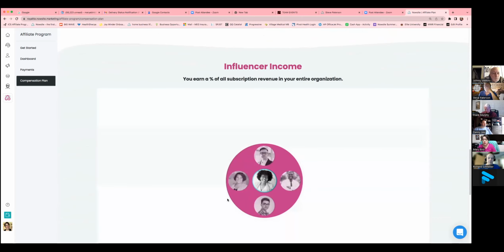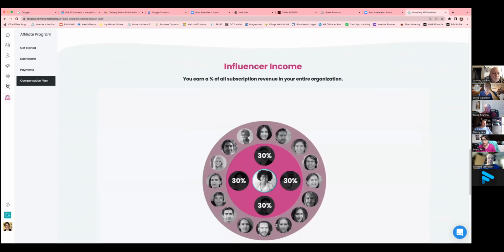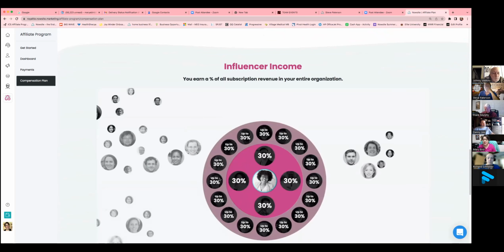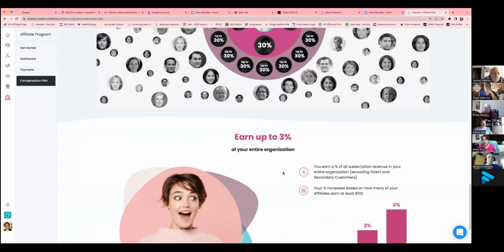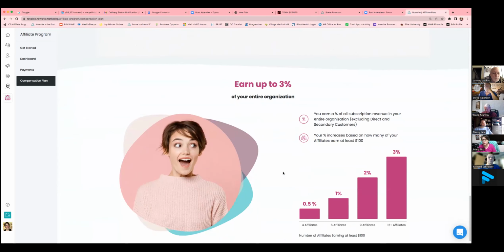Okay. Here is where the additional influencer income comes from, because now you're outside of that circle. You can earn up to 3% on your levels 3 through infinity.